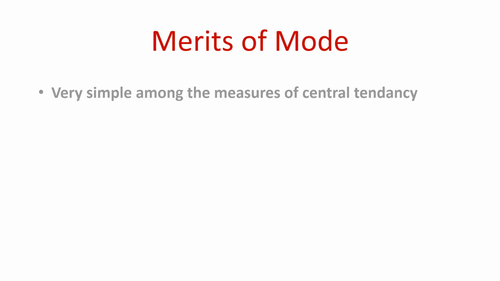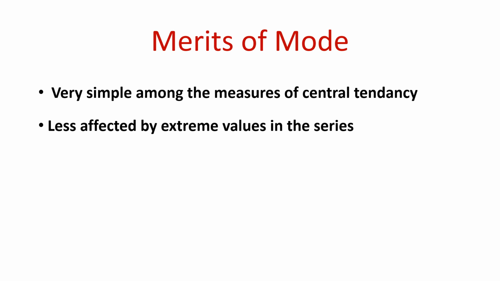Now let us discuss the merits of mode. The first merit is that it is very simple among the other measures of central tendency. See, in the case of individual series or discrete series, it is very easy, even without applying a formula, we can find the mode. Just by observation, we can find the mode in the case of individual as well as discrete series. And see, it is less affected by the extreme values in the series, since mode is taken by applying the formula or by observing the highest occurrence of item. It is less affected by the extreme values in the series.